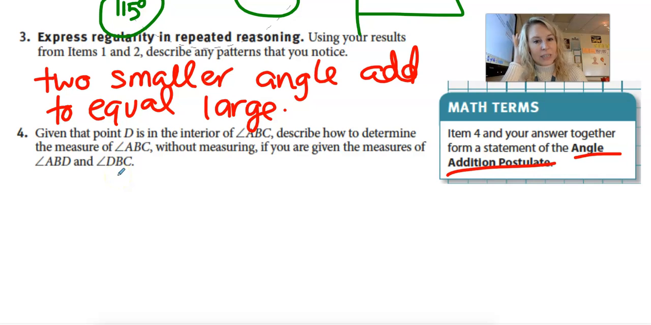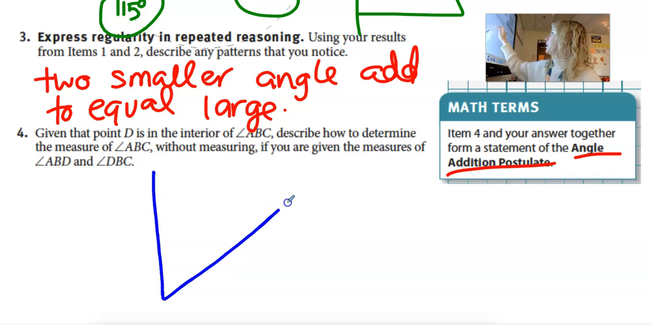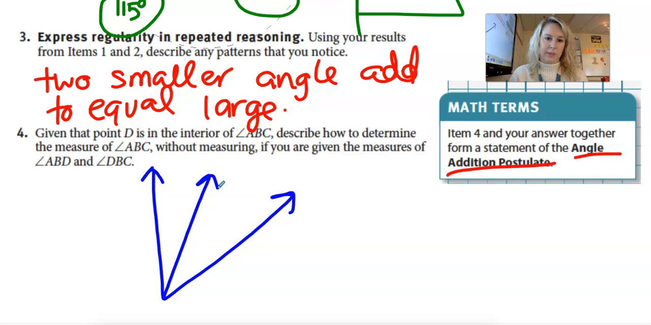So given that point D is in the interior of ABC, in geometry, they could be mean and not give you a picture, or you have to draw it. So you get to pick your favorite angle. I always pick an acute angle. I don't know why. And I'm going to draw a ray coming out of that vertex, and it says D is in the interior, so D is going to be the point on the inside of your outside angle.